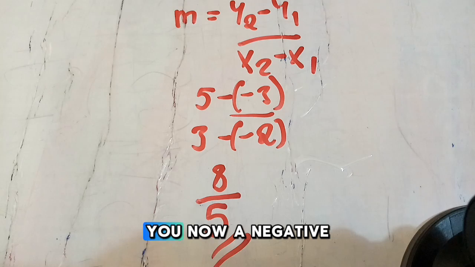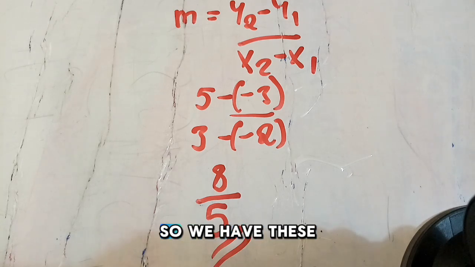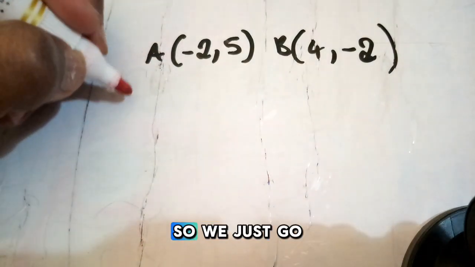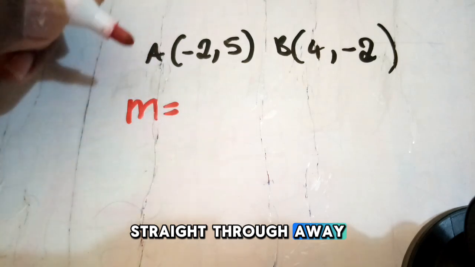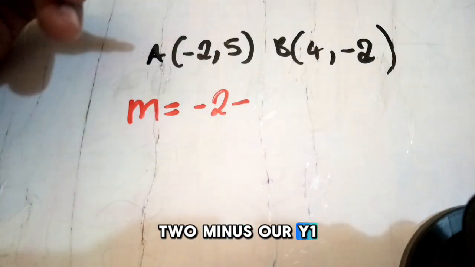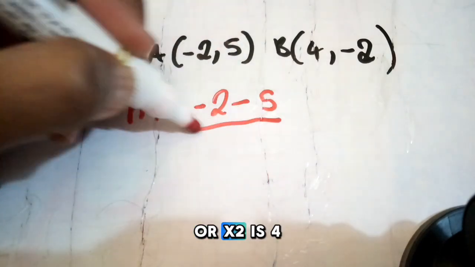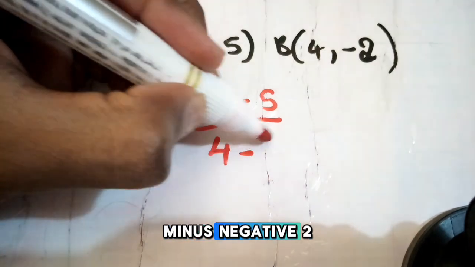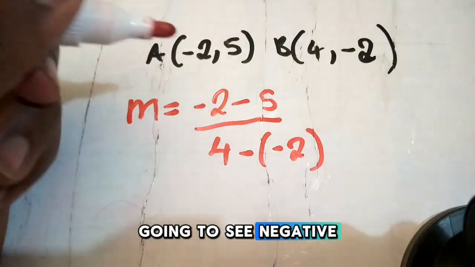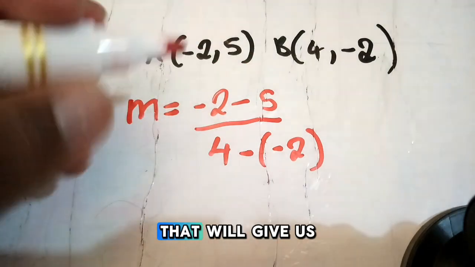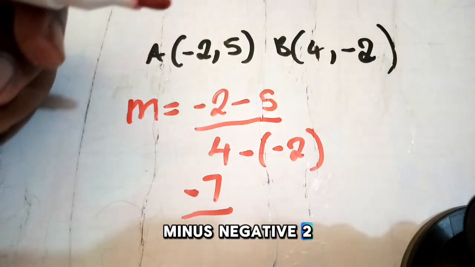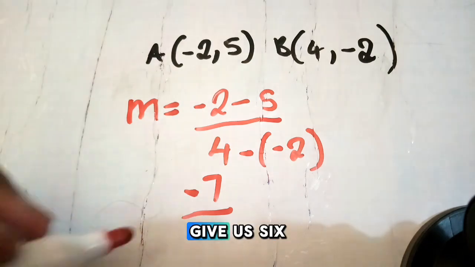So let me show you now a negative gradient. We have these two other points. Obviously we know our formula, so we'll go straight through. Our y2 is negative 2 minus our y1, which is 5. Our x2 is 4 minus negative 2, which is our x1. And then we're just going to say negative 2 minus 5, which will give us negative 7 over 4 minus negative 2, which is just 4 plus 2, which would give us 6.